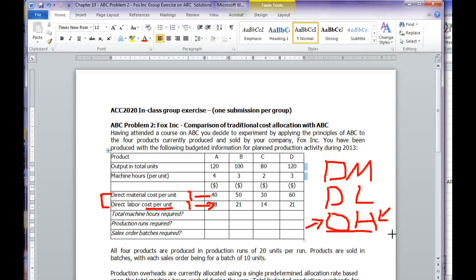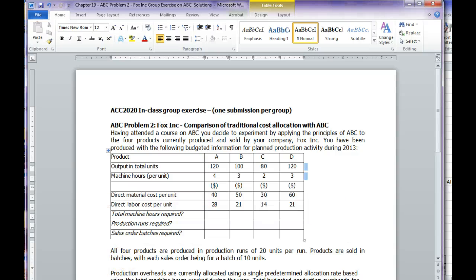You can do it by math, but you can't actually see it happen. So with overhead, we have to estimate, or allocate is the technical term, the cost. So let's take a look. Let's erase all this. This is kind of what's going on in this table here. We got your costs here. Down below, we're going to have to deal with overhead.